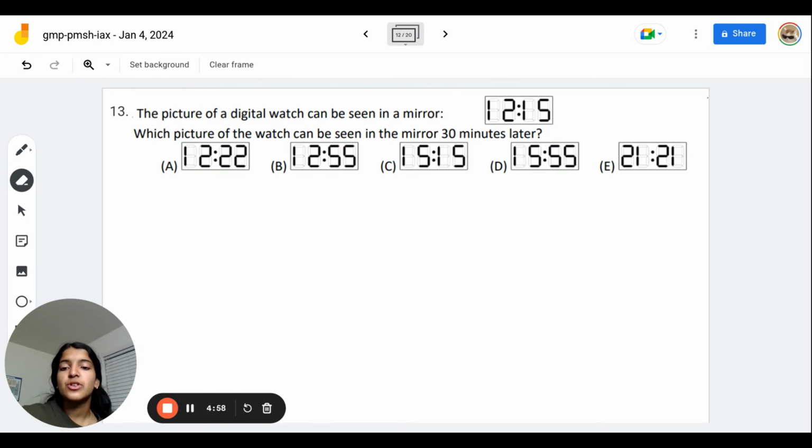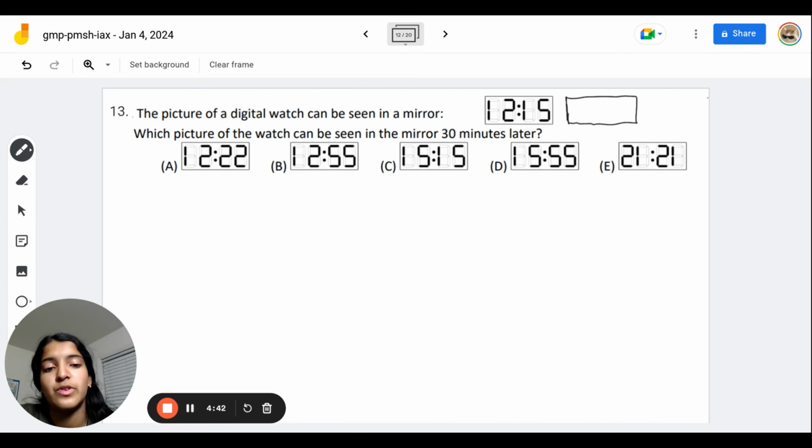13. The picture of a digital watch can be seen in the mirror. Which picture of the watch can be seen in the mirror 30 minutes later? So we can know that this watch is seen in a mirror, which means we need to completely flip this picture. So this is the flipped version. We're going to start with this number because it's completely flipped. So let's just draw it like that. So this would be this flipped version of the 5.